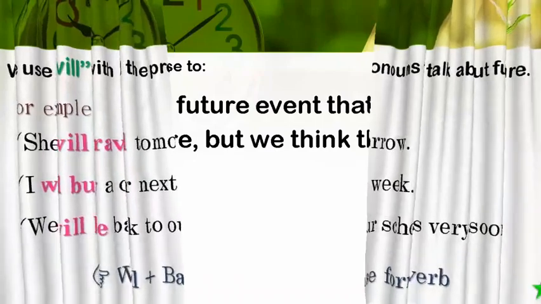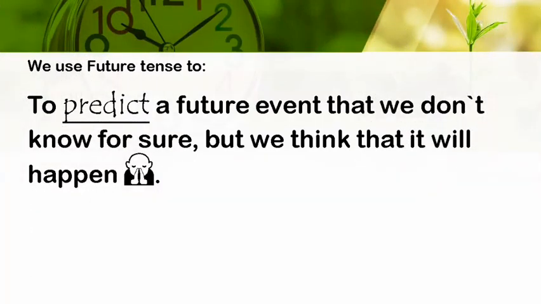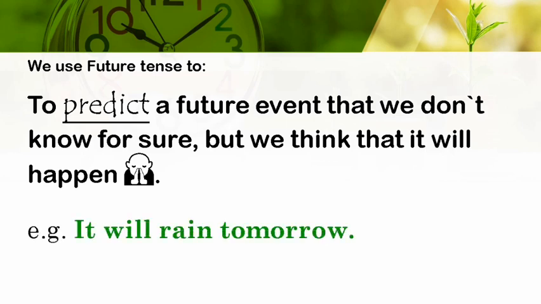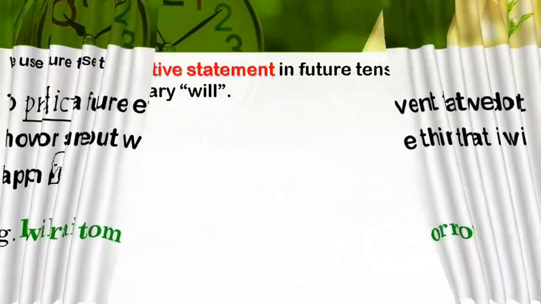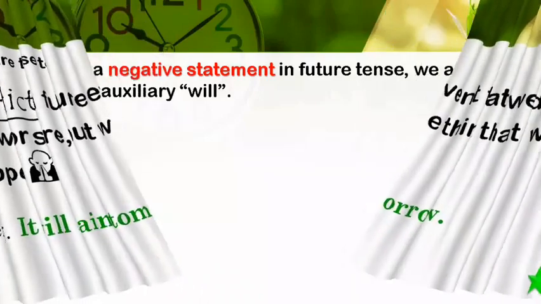Now, why do we use future tense? We use it to predict a future event that we don't know for sure, but we think that it will happen. Predict means to expect something, okay? For example, it will rain tomorrow. Look, it's cloudy, so it will rain tomorrow. I'm not sure that it will rain, but this is the idea, okay?